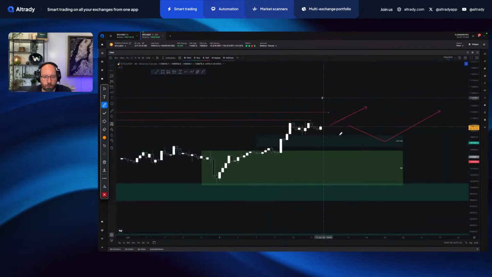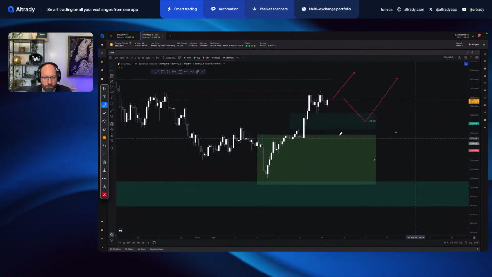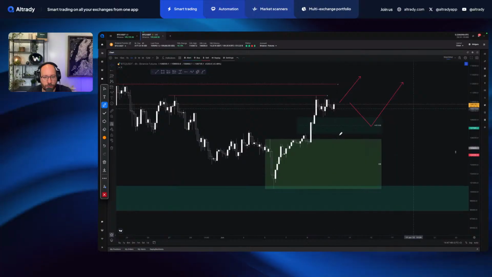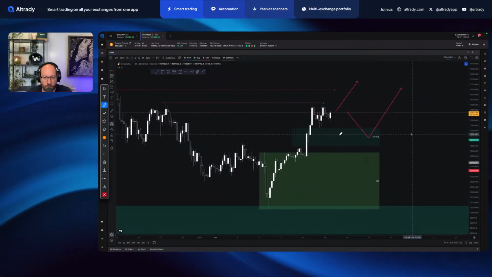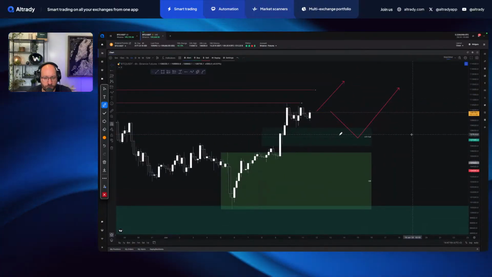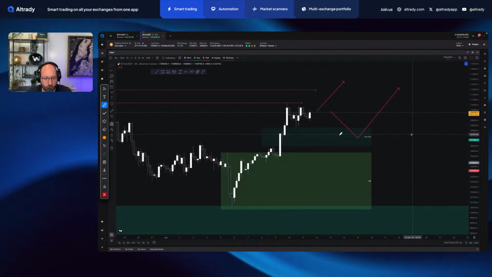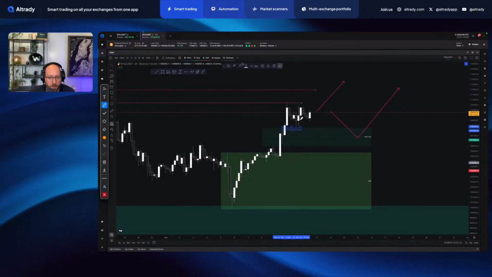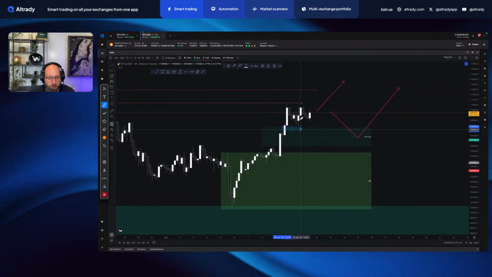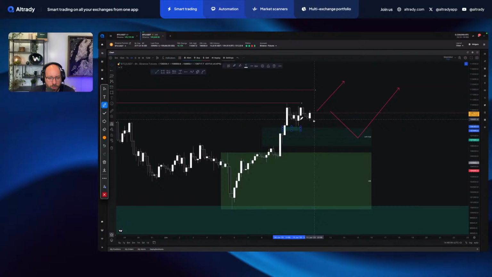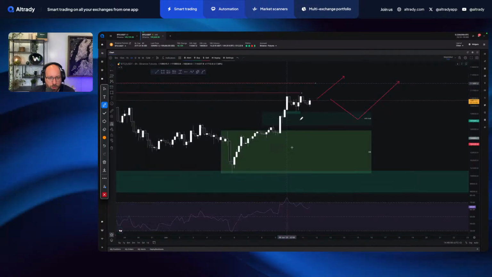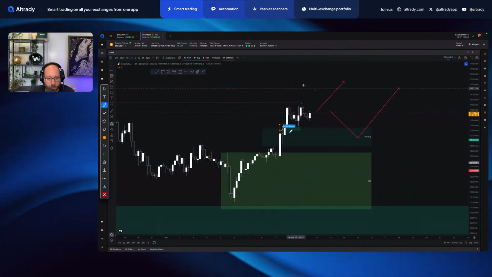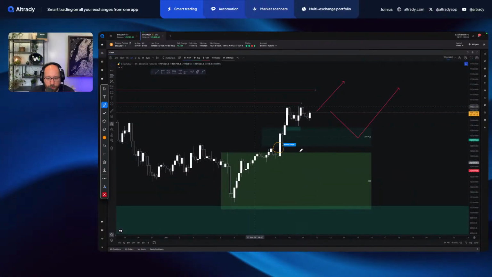So, 4 hour. Let's check the 4 hour. 4 hour targets are still the same, I think. We have fair value gaps. One dipped in a little bit, and this one as well.